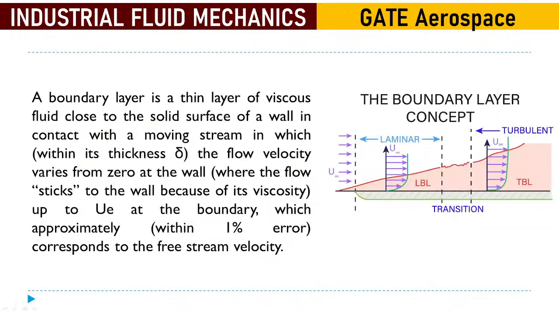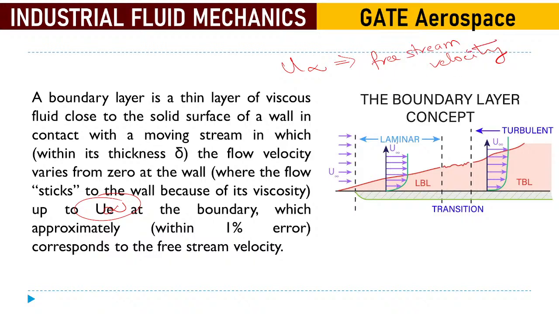Alright, so here I have given a basic definition. A boundary layer is basically a thin layer of viscous fluid close to the surface of the wall in contact with a moving stream, in which the flow velocity varies from 0 at the wall up to ve. Whether you write ve or u infinity, it refers to the free stream velocity.